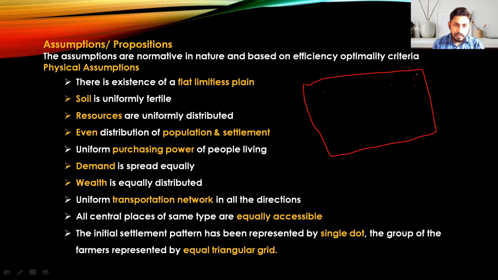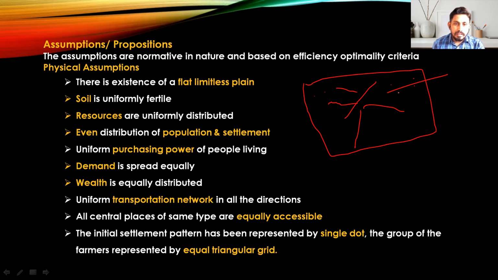The next important assumption is uniform purchasing power of the people living there, so that they think and behave rationally. Wealth is also equally distributed over the entire plane. There is a uniform transportation network in all directions. Because of the plain area, all directions are equally accessible. From any center or any area, there is a uniform transportation network towards all areas. This is also an important thing that we have to consider.